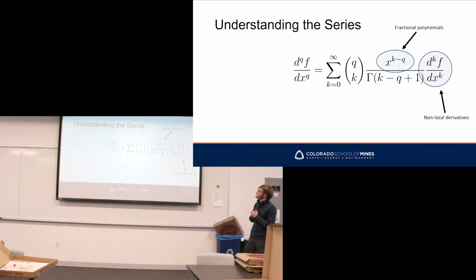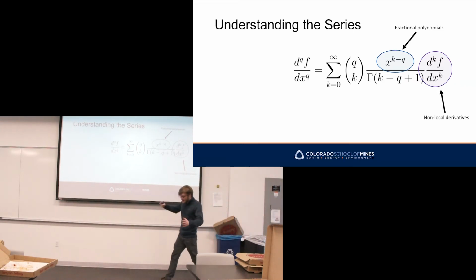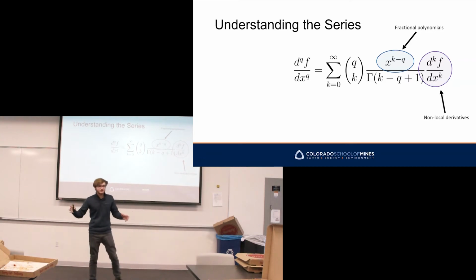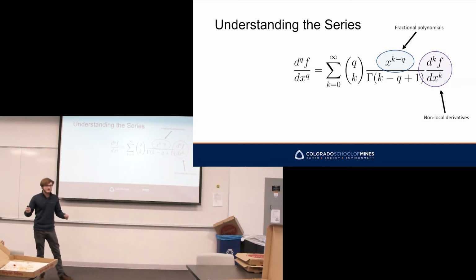The other thing we have is fractional polynomials. This, of course, is fractional because we have k, which is an integer, minus q, which is not an integer. One of the ways to understand this, now that we see this, is an expansion of the fractional derivative in the basis of its ordinary derivatives multiplied by this fractional polynomial thing.